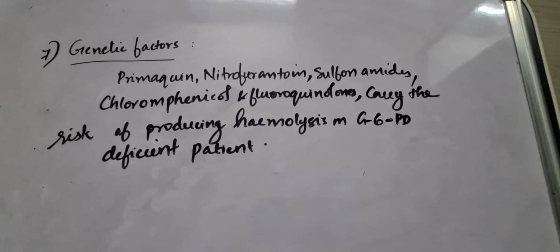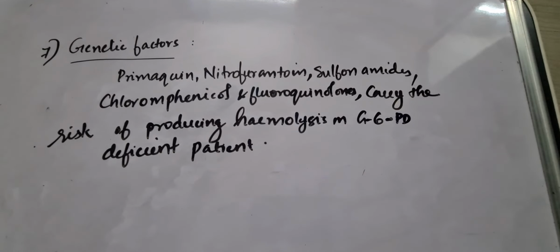Next one is genetic factors. Drugs like primaquine, nitrofurantoin, sulfonamides, chloramphenicol and fluoroquinolones have the risk of producing hemolysis, that is breaking down of red blood cells. And these kind of drugs should not be used in patients having G6PD deficiency. For your information, I'm explaining what is G6PD deficiency. It is a condition that can cause red blood cells to break down in response to certain medication, infections or any kind of stress. So in such patients, these drugs should not be used because they have the risk of breaking down of red blood cells.